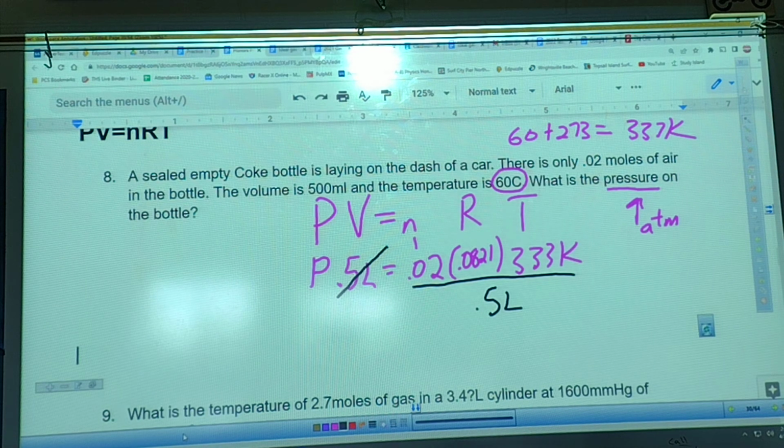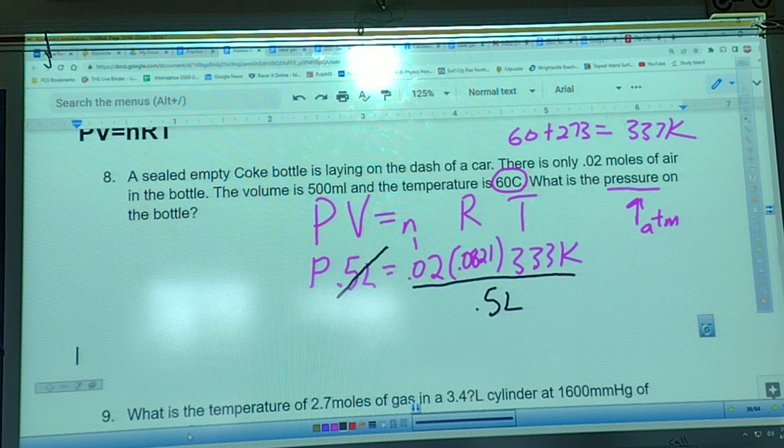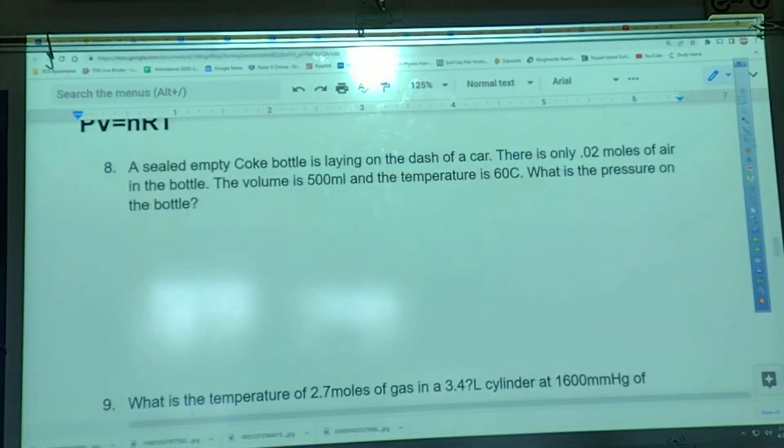So I'll say 0.02 times 0.0821 times 333 divided by 0.5 equals, the new pressure is 1 point, it's dark in here, kids. I'm having a hard time reading it. Let's see what it says. 1.09 atmospheres of pressure. 1.09 atmospheres. Here we go. Let's skip down here a little bit further.